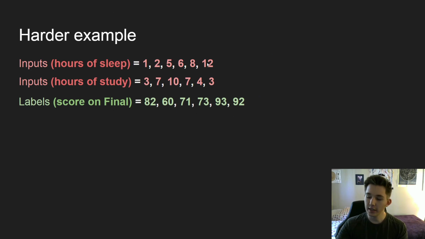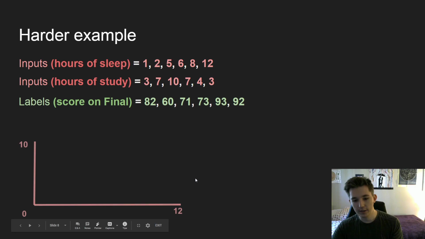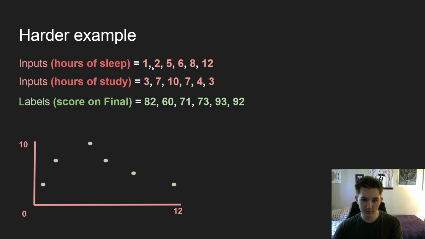But let's look at how we actually would plot this and how we would go about solving it. So let's look at our plot. Now, instead of having our y-axis be our labels, we're going to have two axes that are both aspects of our input. So we have our hours of study here, and we have our hours of sleep here. And we are going to put our points on like so. They're going to correspond to these two values here. And then we're going to label these by their corresponding values here.